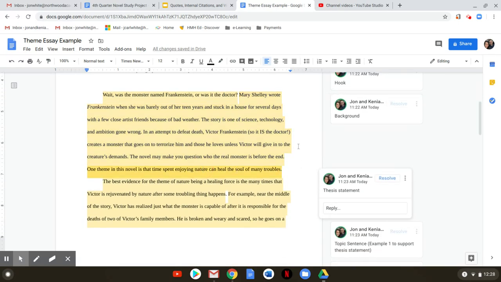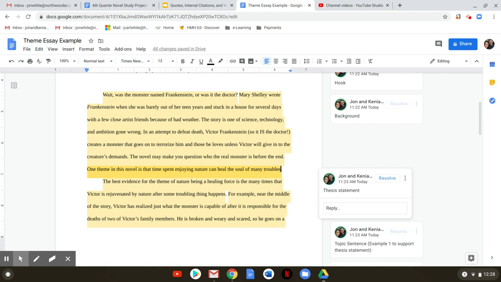So here's the thesis statement of this essay: One theme in this novel is that time spent enjoying nature can heal the soul of many troubles. So that's just a clear one-sentence statement that says, what's this essay going to try to prove? That this novel says nature is good for you. That would be the thesis statement.